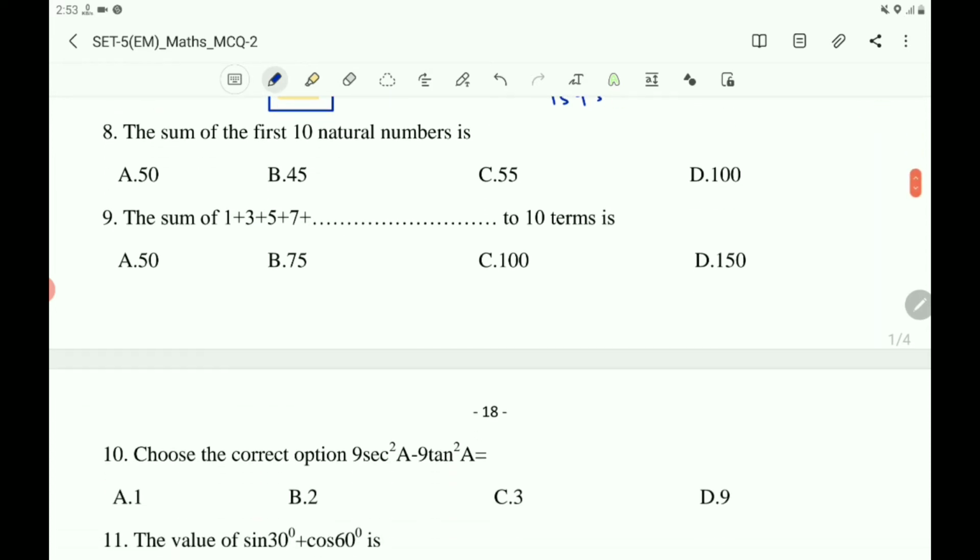Then you take question number 8. What is that question? The sum of the first 10 natural numbers is... you know it is 55. Many times you get that answer, but you should know the method here. n into n plus 1 by 2. 10 into 10 plus 1 by 2. So 2 1s are 2, 5s are 10 plus 1 is 11. 11 5s are 55. So this answer is 55.